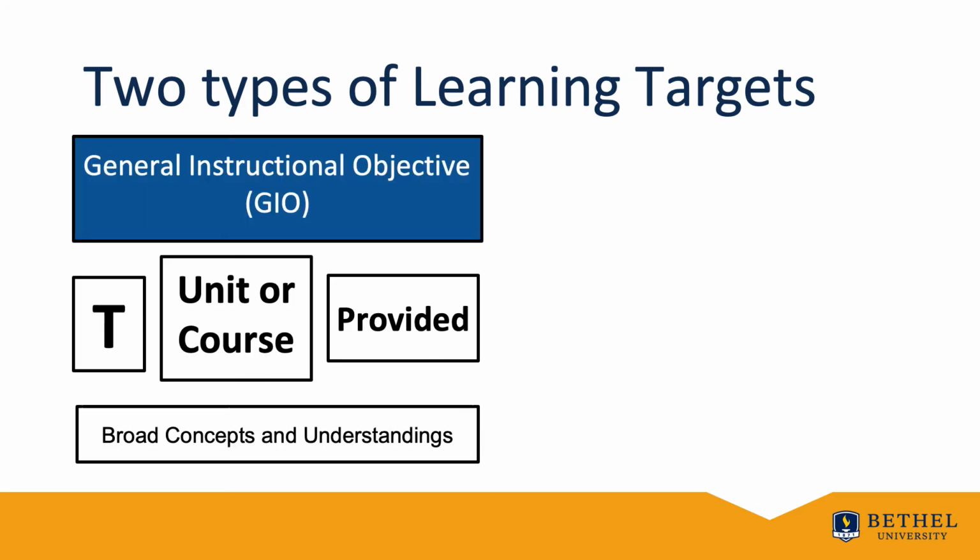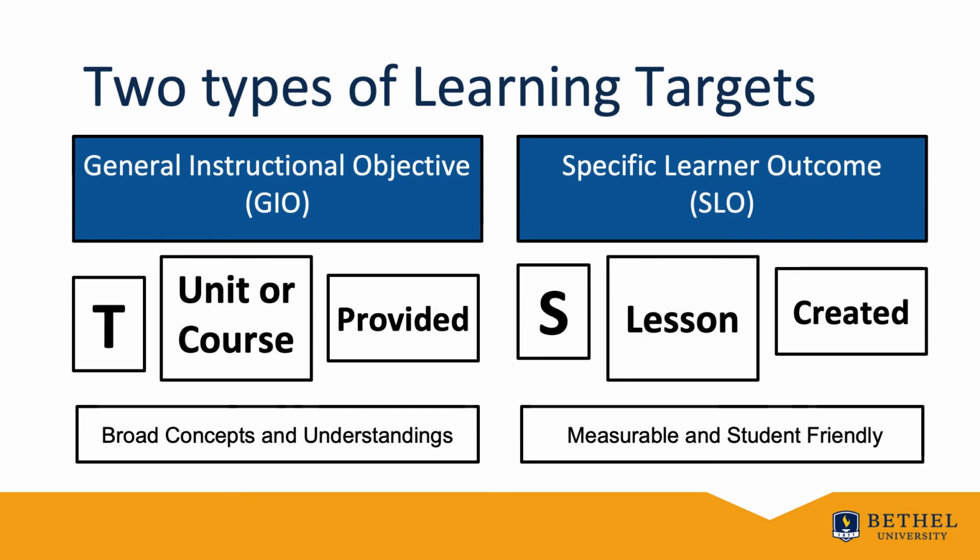First is the GIO, or General Instructional Objective. Its name explains a lot. It's a broad or general statement for the teacher that explains the focus for the unit or course. Often, GIOs are provided to teachers by their school districts. These GIOs are often filled with the broad concepts and understandings that are expressed in the Minnesota Academic Standards and benchmarks.